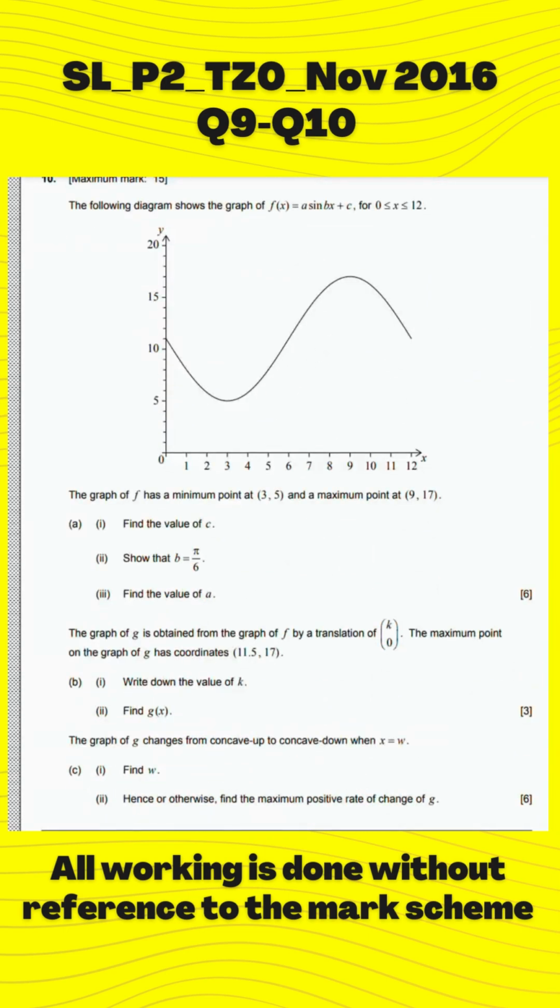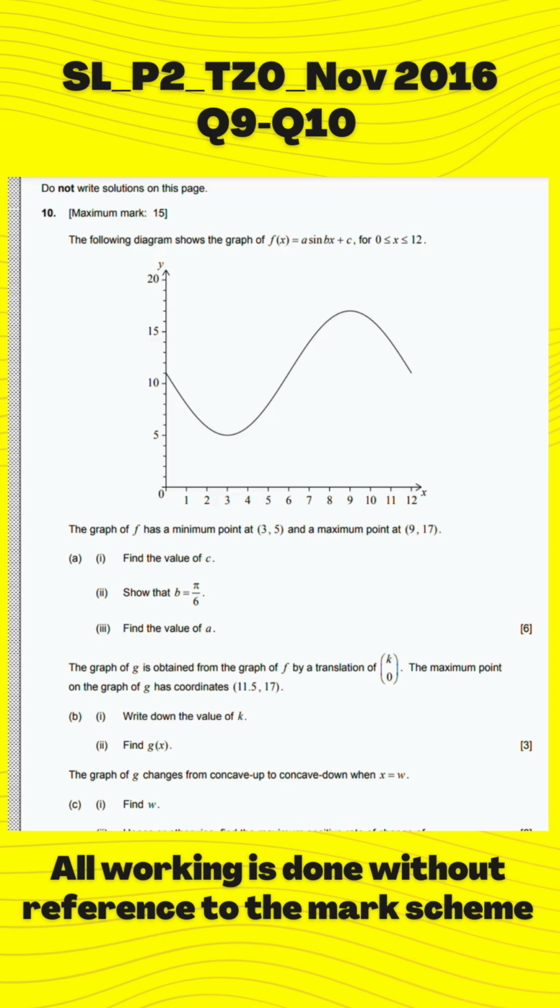Question 10. We have a minimum point at 3.5 and a maximum point at 9.17. Find the value of c, which is the midline. So it will be the middle between 5 and 17. So it will be 17 plus 5 divided by 2, which is 11. So we have the midline at 11.